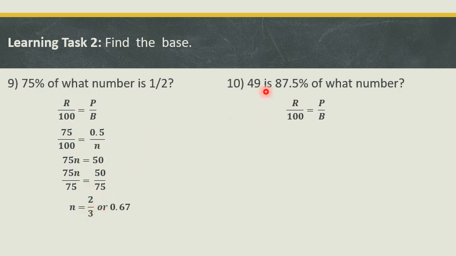Then, number 10, the last for learning task 2: 49 is 87.5% of what number? So, 87.5 is our rate, 49 is our percentage, and what is missing is our base. So, 87.5 times n is 87.5n. 100 times 49. So, ito nagkamali. So, ito po ay 4,900.